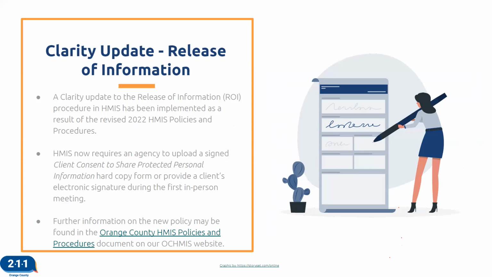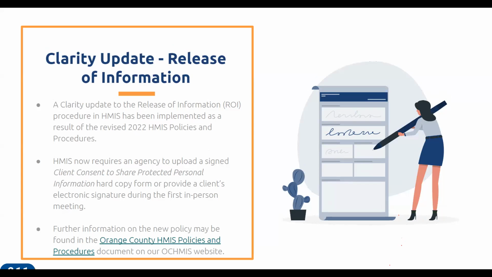Sure. Good morning, everyone. We wanted to highlight an update to the Clarity Release of Information, or ROI procedure, as a result of revised HMIS policies and procedures presented last February. The policies and procedures now stipulate that HMIS requires an agency to upload a signed consent to share protected personal information document or submit an electronic signature for a client's yes ROI response at your first in-person meeting. So if your first meeting is not in person, for example, if it's over the phone, you can select verbal consent. However, during your first face-to-face meeting, you'll need to obtain a signed consent agreement.